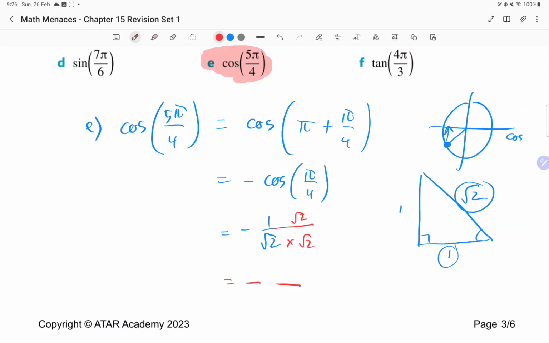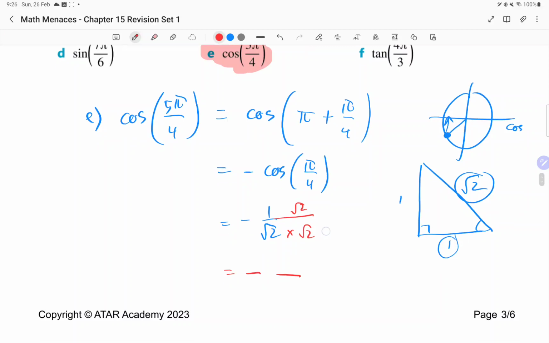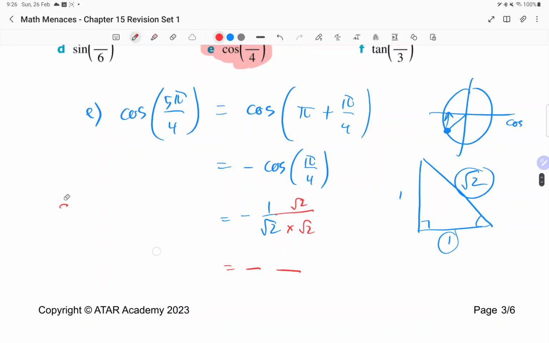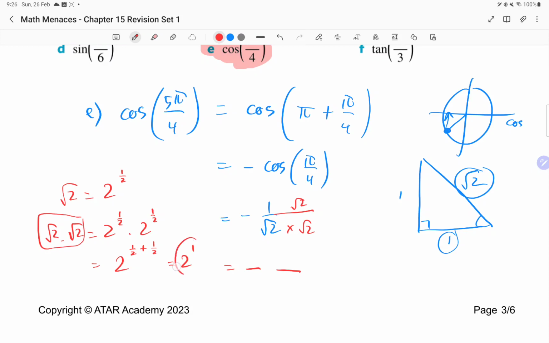Right? So when they multiply each other, it's just a number. Do you know why? You guys have learned index law. What is square root 2 in terms of power? 2 to the power of 1 over 2. Yeah, right? So root 2 times square root 2 is 2 power half times 2 power half. And when you multiply these two, what do you do with the power? You add the power, okay? Which is what? 2 power 1, which is 2. So that's why when you multiply 2 square roots, you get just the number.